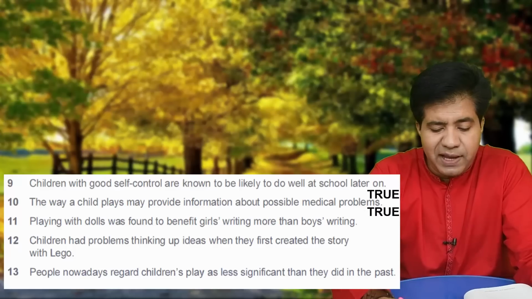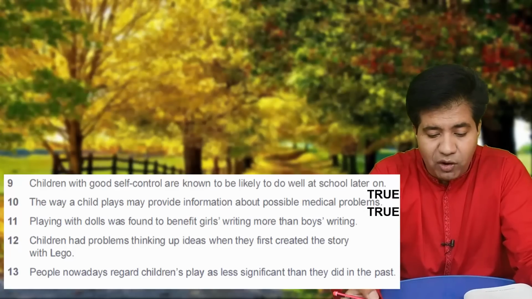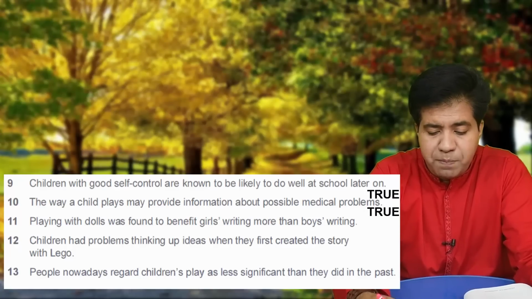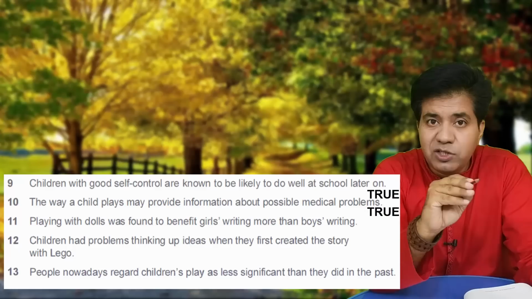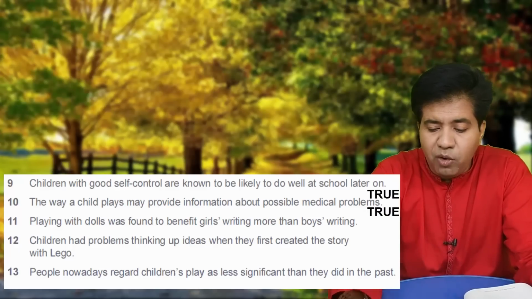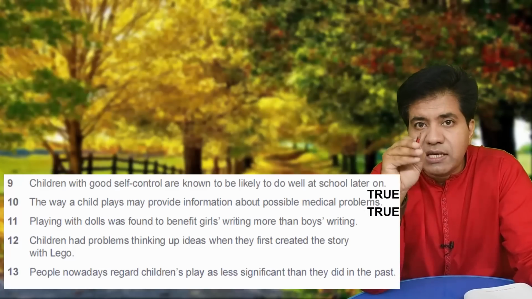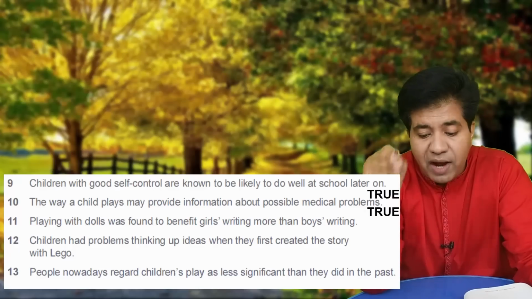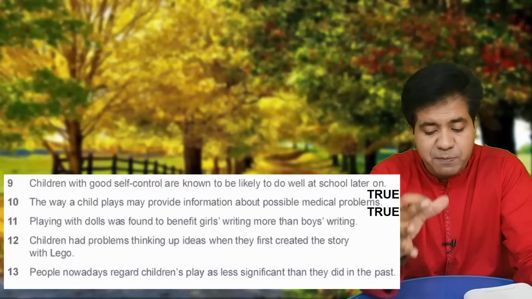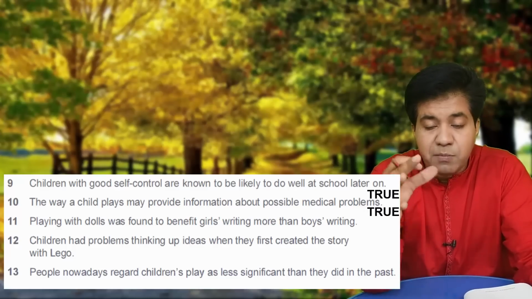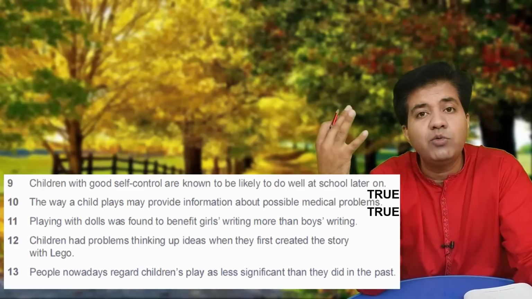Question number 11 says playing with dolls. Now the clue word is dolls. You need to look for the word dolls. Number 1, was found to benefit girls' writing. Underline girls' writing. Playing with dolls benefit girls' writing more than boys' writing. Now two things. First you need to see where is the word doll. Then you got to see girls' writing, and then you got to see boys' writing. Now this is basically a comparative question, that playing with dolls is beneficial for girls' writing more than boys' writing, means the girls who play with the dolls, they improve their writing as compared to the boys who play with the dolls.